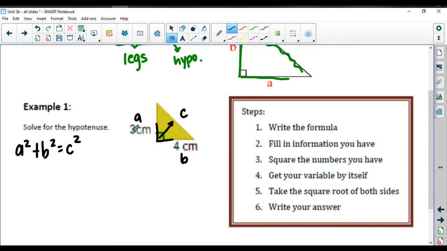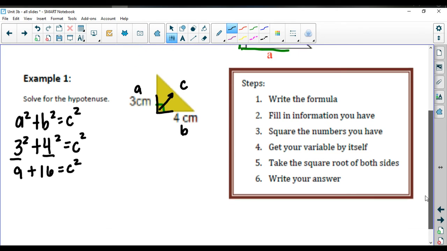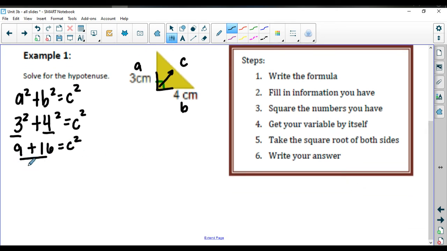We're going to go ahead and plug in, instead of a, 3 squared, and instead of b, 4 squared, equals c squared. And we're going to go ahead and start to square these. 3 squared is 9. 4 squared is 16 equals c squared. And I'm going to go ahead and add together 9 plus 16, which will give me 25 equals c squared. This is, in fact, an equation, so we could have, if we really wanted to, the whole time dropped a line down our equal sign.